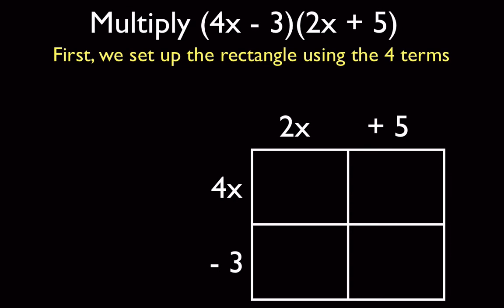A lot of times people say 2x goes there and 5 goes in the other spot. It's not 5, it's positive 5. Of course, 5 and positive 5 are the same, but it's about remembering that a minus sign means we have a negative in the problem.